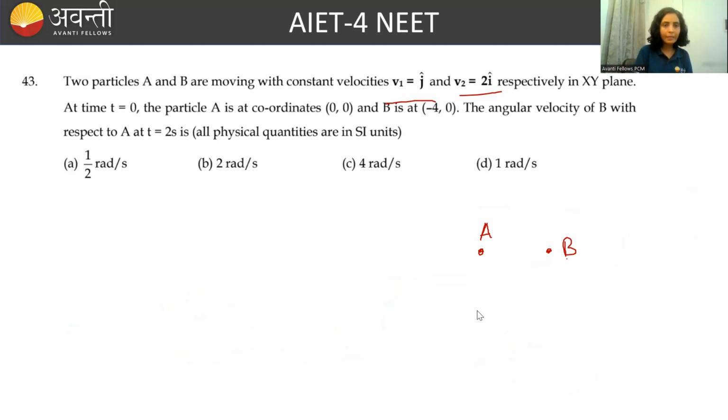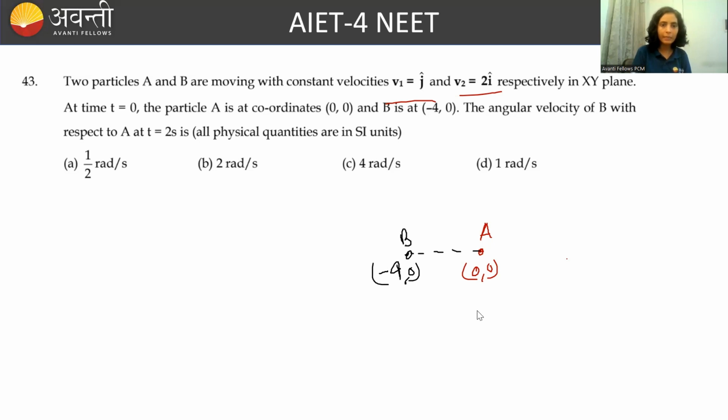The particle A is at coordinate 0, 0. And B is at minus 4. So I can't draw B like this. B is at what? Minus 4, 0. ठीक है?